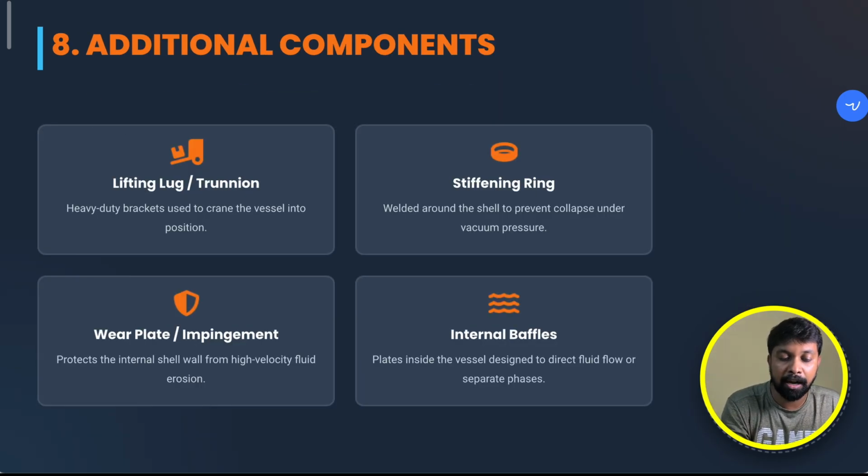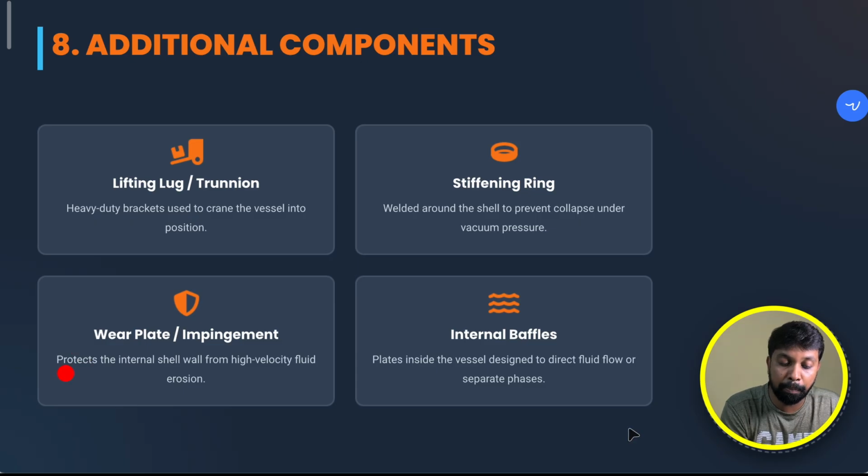Additional components. These components might or might not be there on pressure vessels. Lifting lugs and trunnions. You already know what a lifting lug is; trunnions are almost similar to lifting lugs, but they are available on the shells. The main purpose of the trunnion is to lift the vessel from horizontal to vertical position. Stiffening rings, you already know, are welded around the shell or inside the shell to prevent collapse under vacuum pressure.